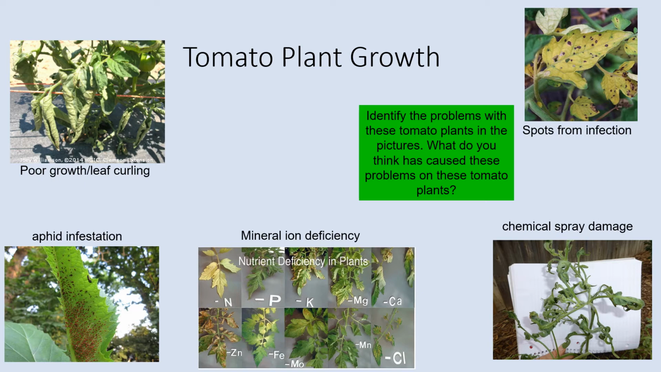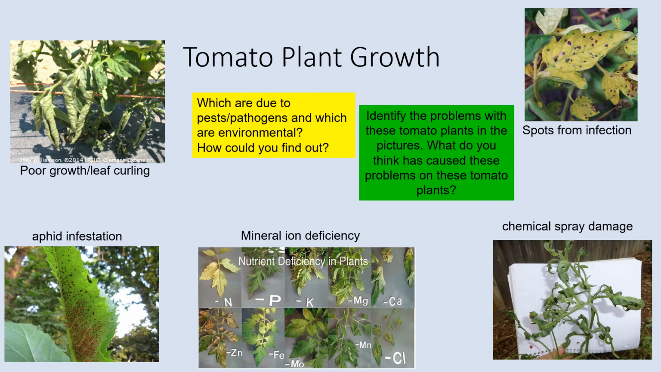You don't like it. So, little summary point, what do you think are pests or pathogens, and which do you think are environmental? So how would you go about working out which is which? No right or wrong answer for that at this point, just a little thought for you to have in your head. When you're ready, unpause it and move on.